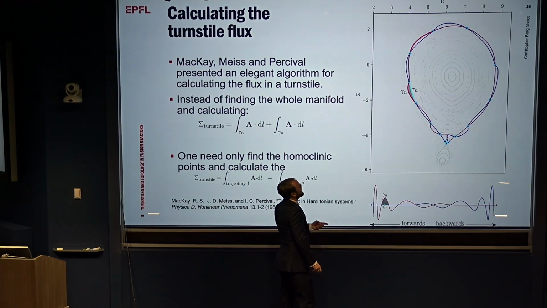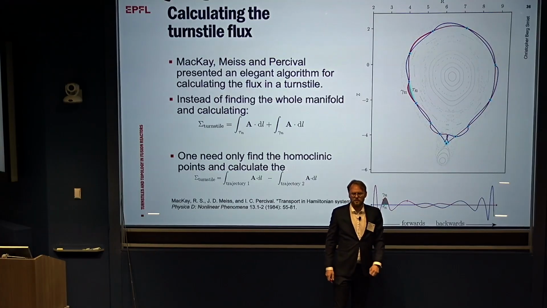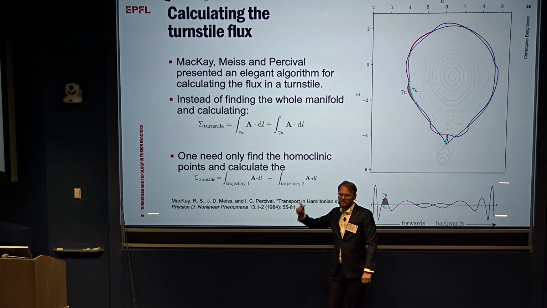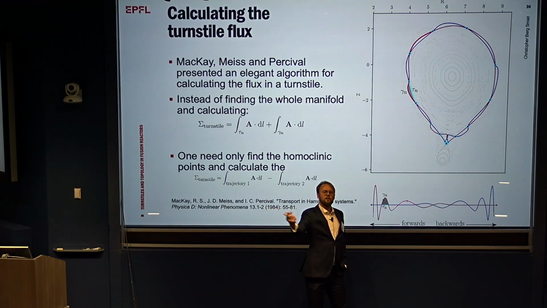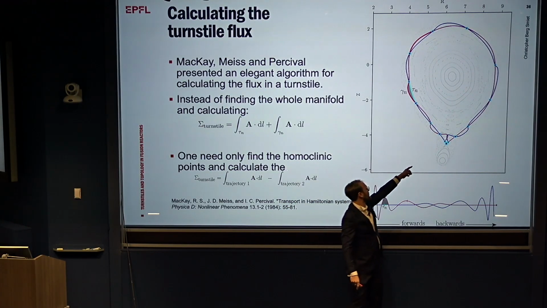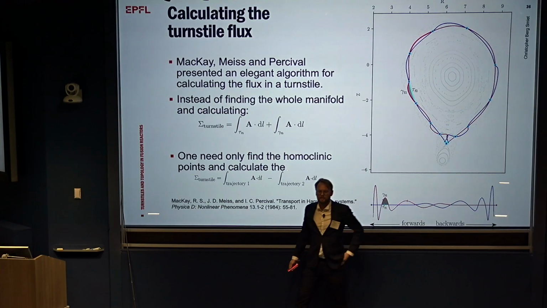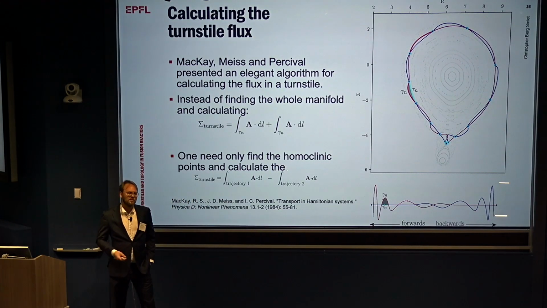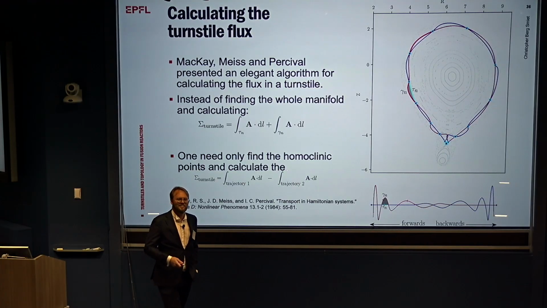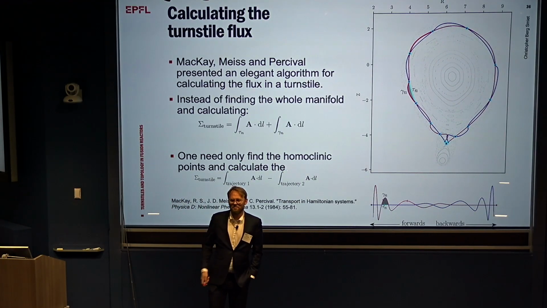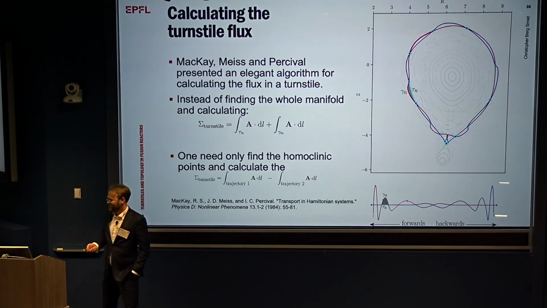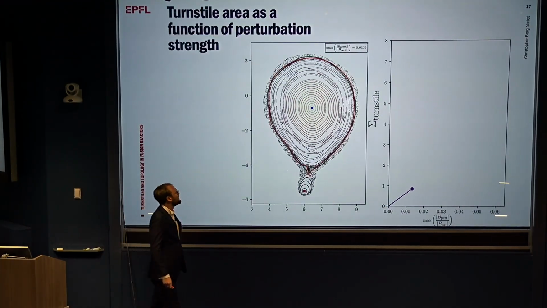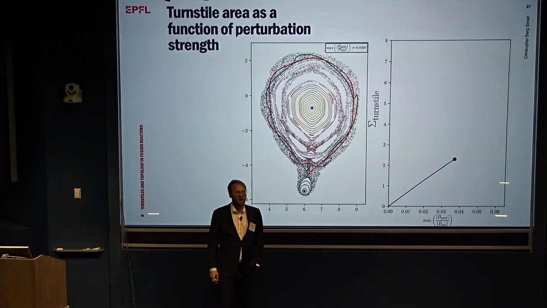And they show that instead of having to calculate the complicated turnstile, just find those two trajectories. Then as you go around the torus, you integrate A dot dl along them, all the way from the x point back to the x point. And if you take the difference of those two integrals, you get the turnstile area. I have this also in more pictures at the end of my presentation if someone wants a more in-depth presentation. But yeah, so with this, we can now calculate the turnstile area in this toy model here.